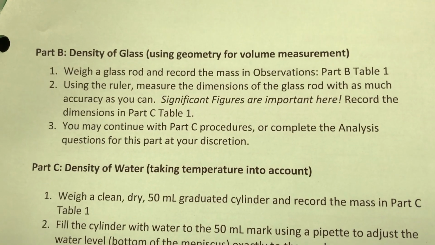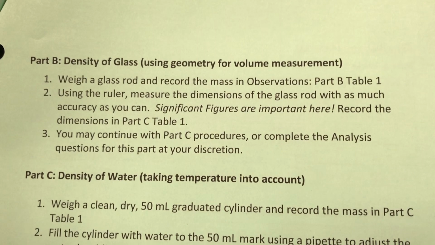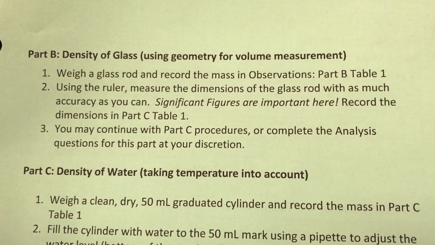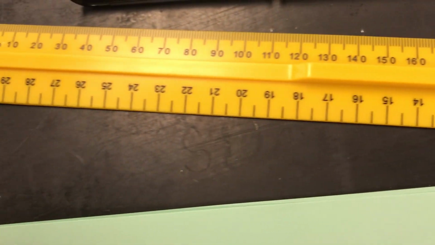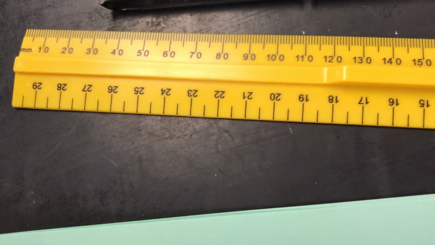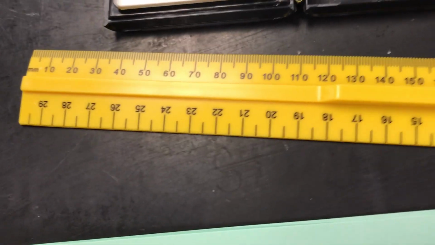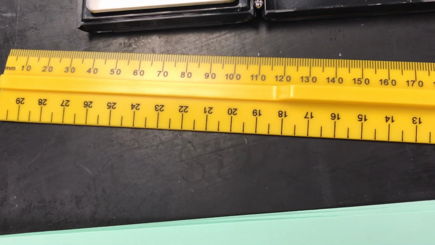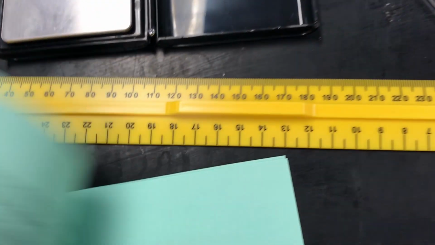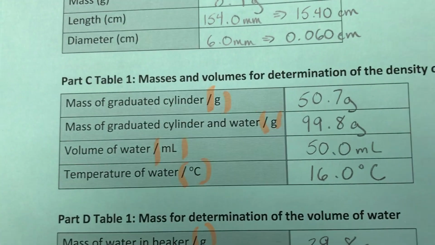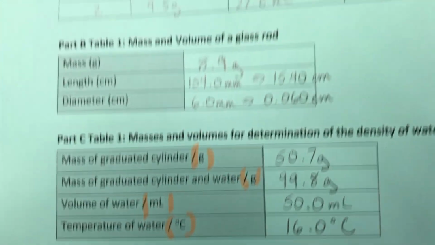For part B, we're going to calculate the density of glass and then compare that to the known density of glass. So you have a glass rod in your kit and you're going to weigh that glass rod on your scale. Then you're going to use your ruler and you're going to use the millimeter marked side to carefully measure the diameter and the length of that glass rod. You're going to record these numbers on the next page with your observations in that table for part B.